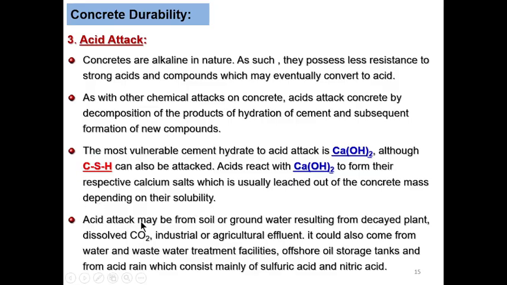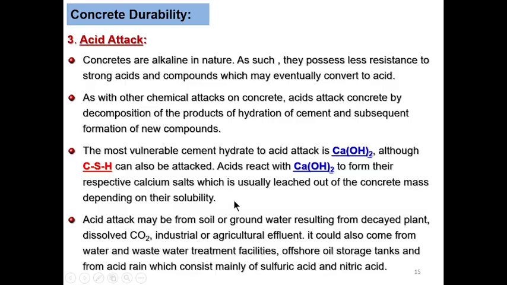Now acid attack may come from soil or groundwater resulting from decayed plants or dissolved carbon dioxide, industrial or agricultural effluent. It could also come from water and wastewater treatment facilities, offshore oil storage tanks, and from acid rain, which consists mainly of sulfuric acid and nitric acid.